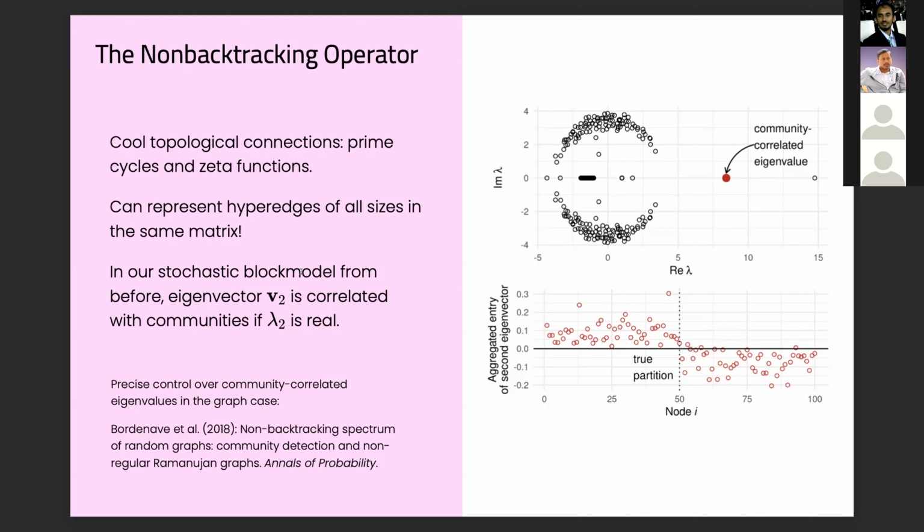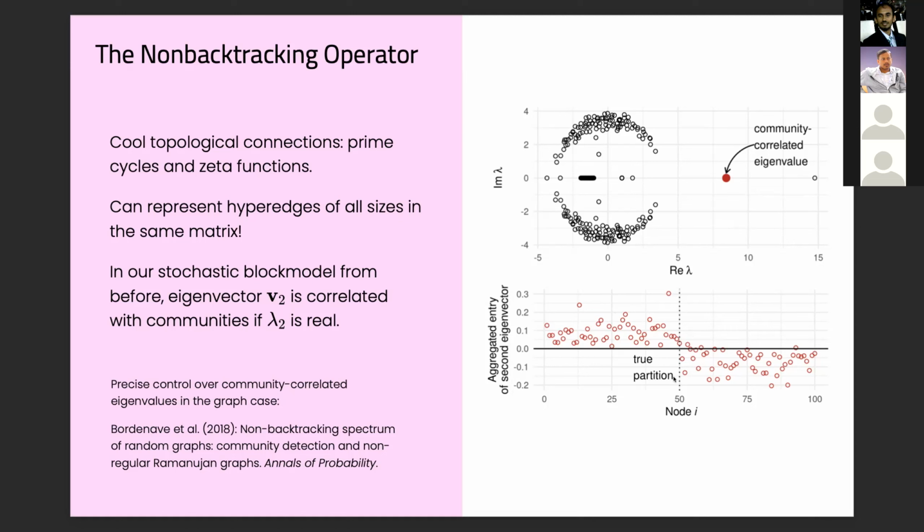And in our stochastic block model from before for the graphs, it's known that the eigenvector associated to this second eigenvalue is correlated with the community structure if that eigenvalue is real valued. Okay, and so the picture is something like this. If we were to plot the spectrum of our non-backtracking operator, then our second eigenvalue, if it's real, lying on the real line, when we take the second eigenvector and aggregate the information about entries corresponding to the individual nodes, then we get this noisy representation of the community structure, right?